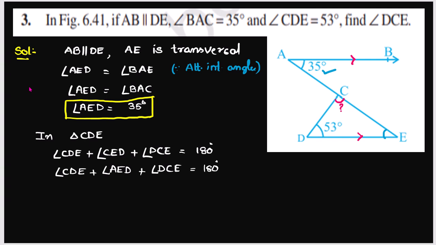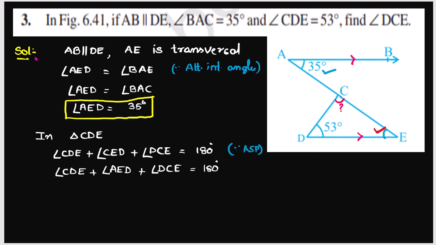So what we have done, instead of CED we have written AED, because CED means this is the angle. So let me show here. CED means this is the angle. AED is also the same angle. So instead of letter C we have written letter A, but both denote the same angle. Now let us write the reason why the sum of these three angles equals 180 degrees, by angle sum property.